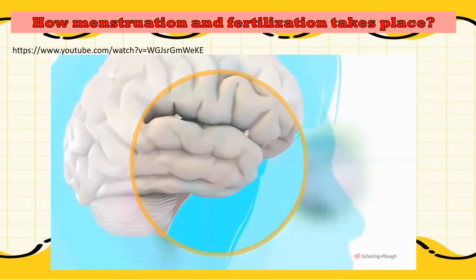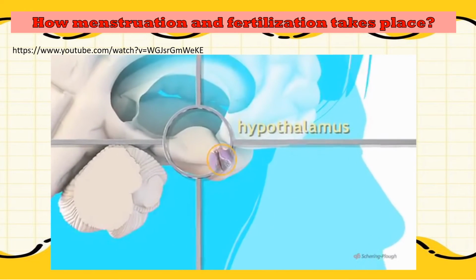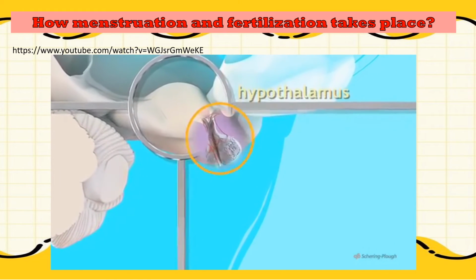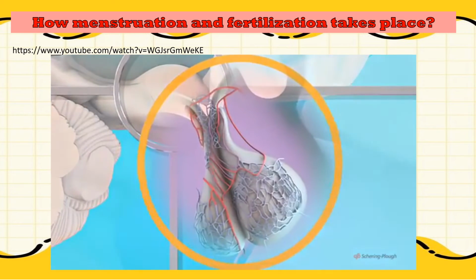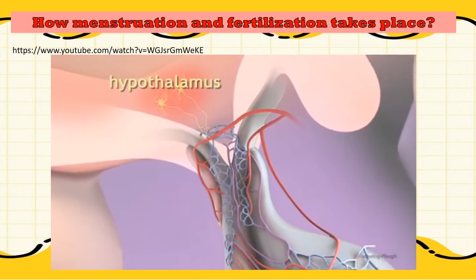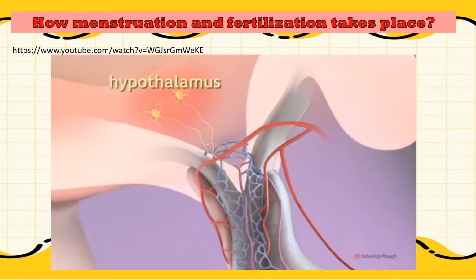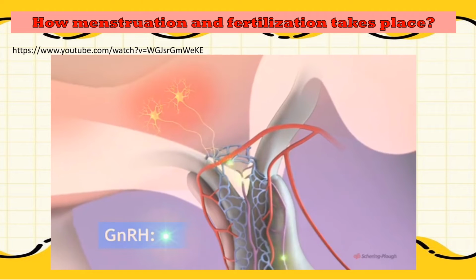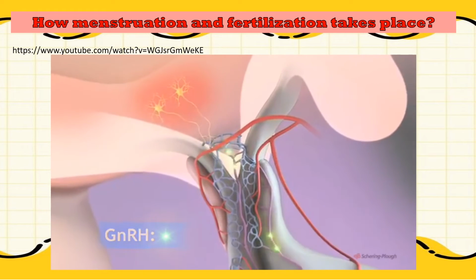The pituitary gland is itself under the control of this small area of the brain known as the hypothalamus. A new menstrual cycle begins when the nerve cells of this center secrete a hormone called gonadotrophin-releasing hormone, GnRH, into the network of blood vessels which surrounds the pituitary gland.